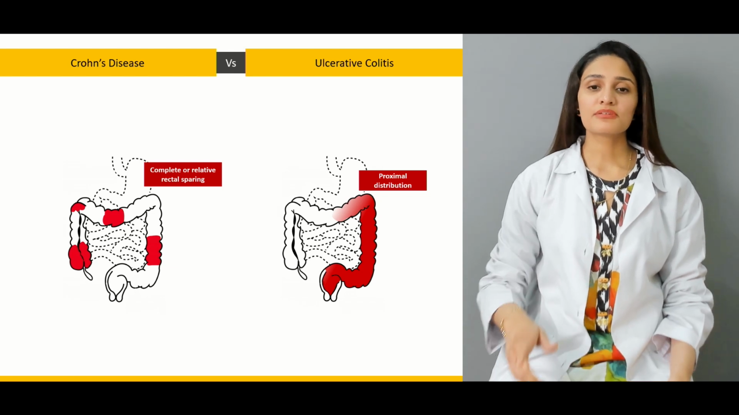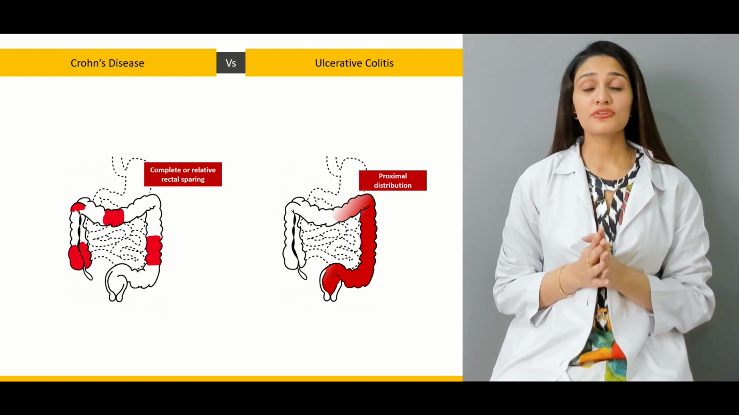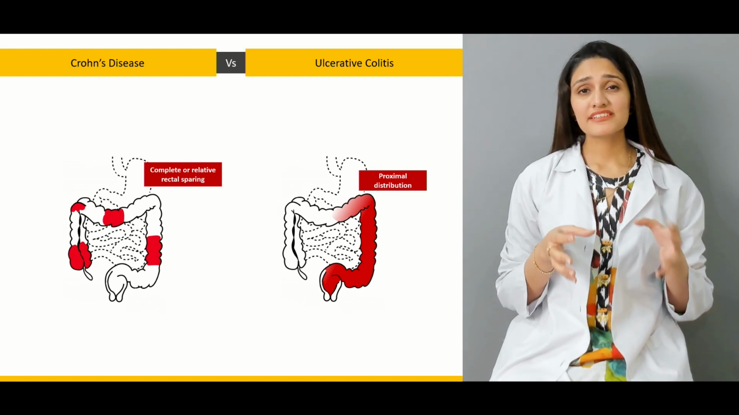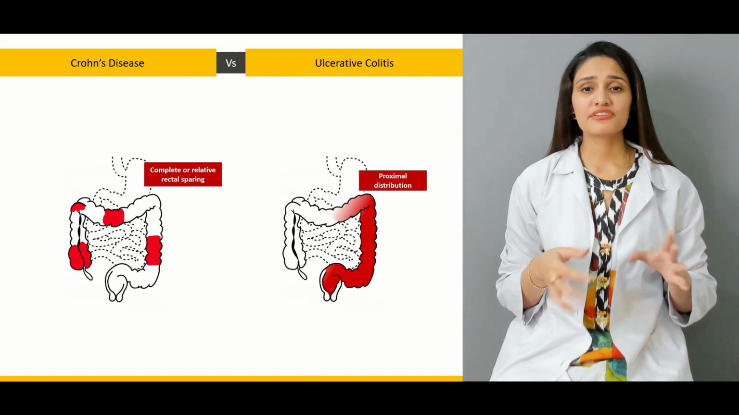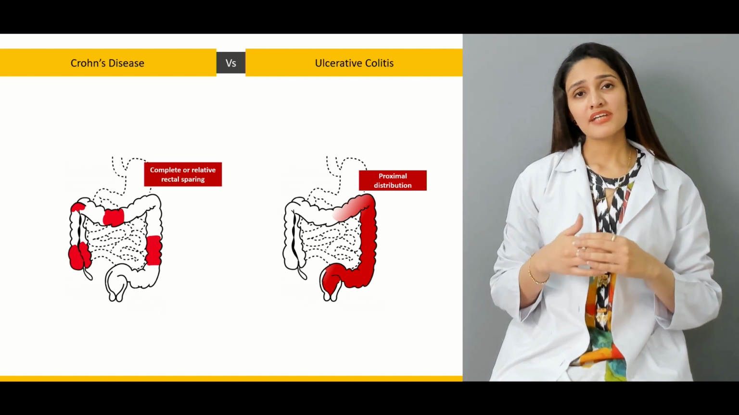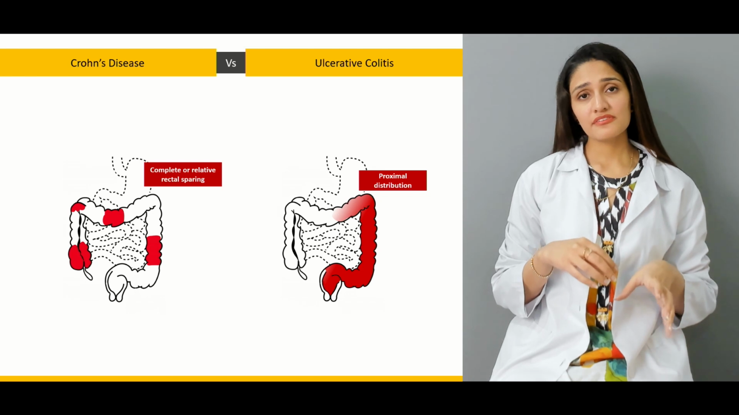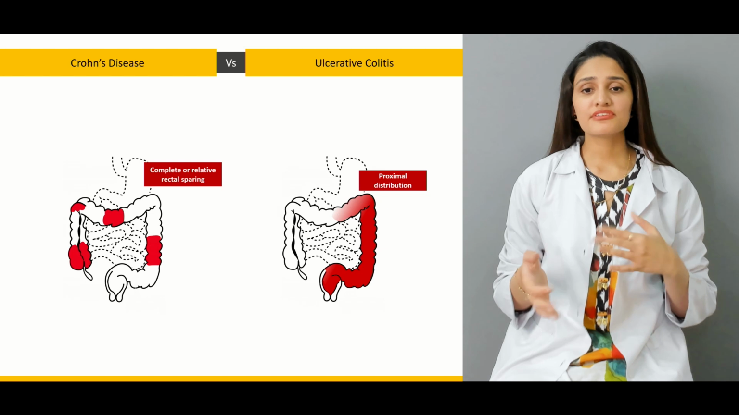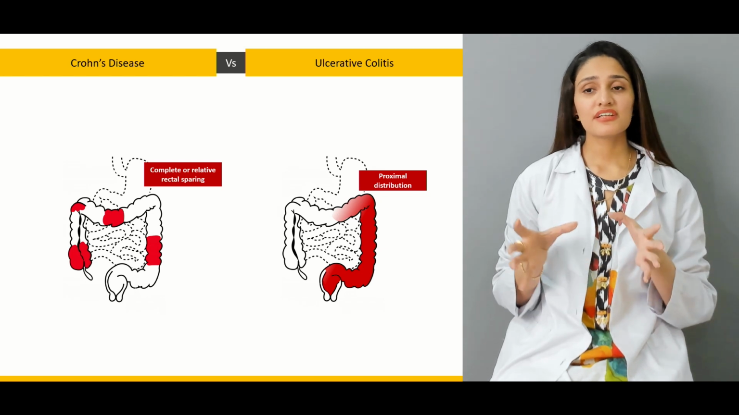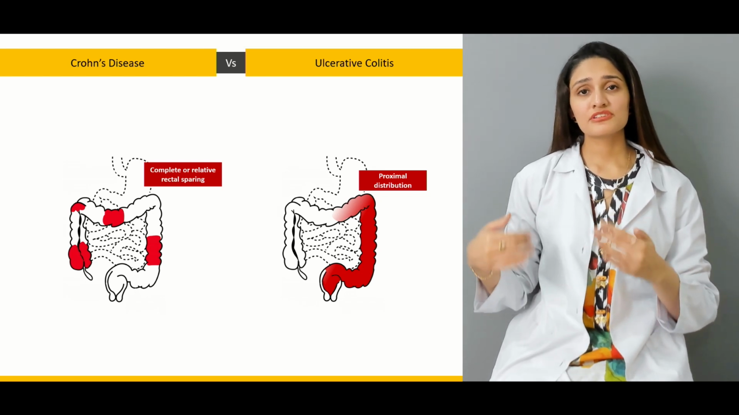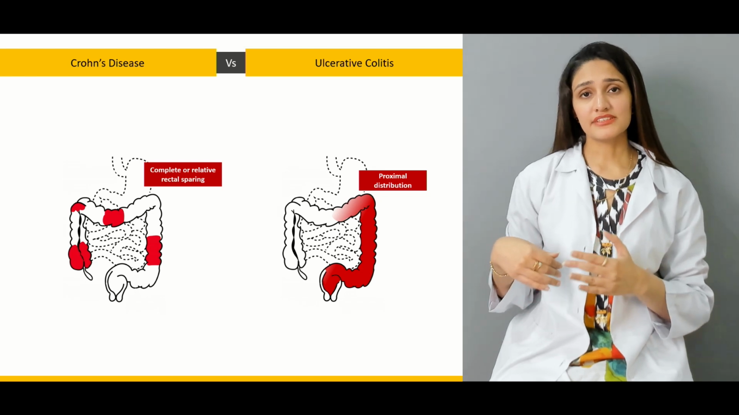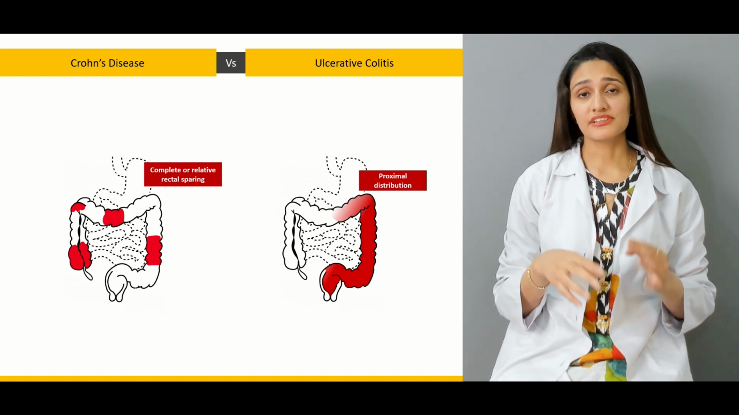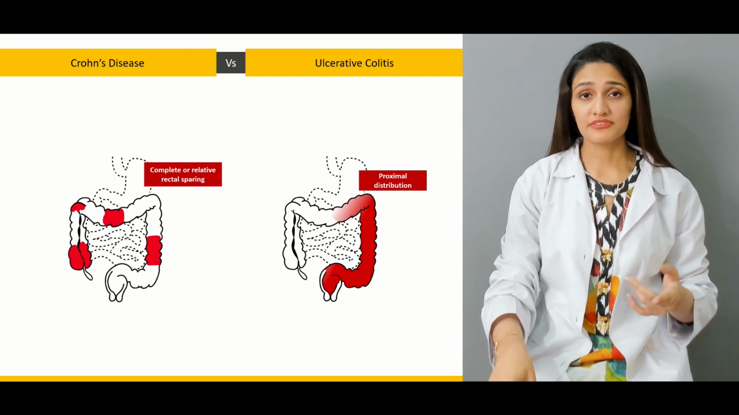And if we talk about rectal sparing, like I've mentioned before, Crohn's disease is usually present throughout the alimentary canal, but it kind of spares the rectum part of the digestive tract. So it's either complete or relative rectal sparing. But ulcerative colitis, like I've told you, is more of a distal disease. So it does involve the rectum or a part of the large intestine.